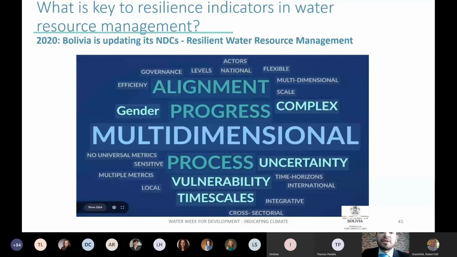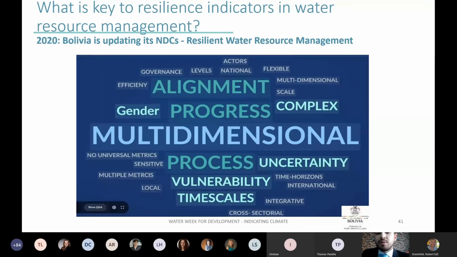Indicators need to match different timescales and levels. They need to consider different stakeholders from science, gender perspective, and indigenous, traditional, and local knowledge. That's what we know from experience here in Bolivia. They have to consider uncertainty, and they have to align between international, national, and subnational policies. And most important, they measure progress and process. So we have progress and process indicators.